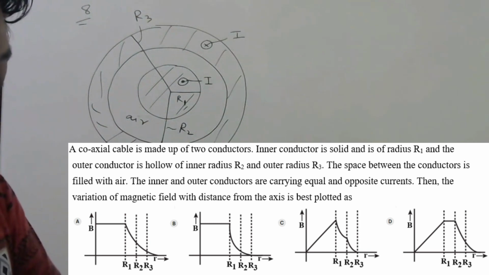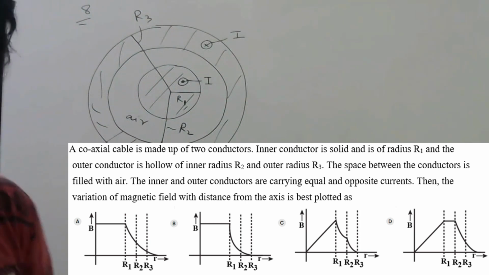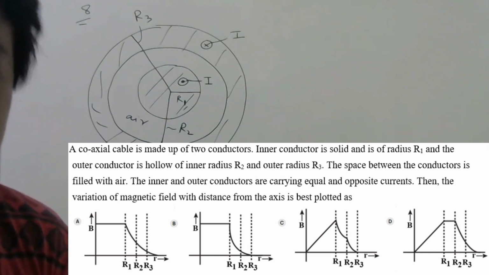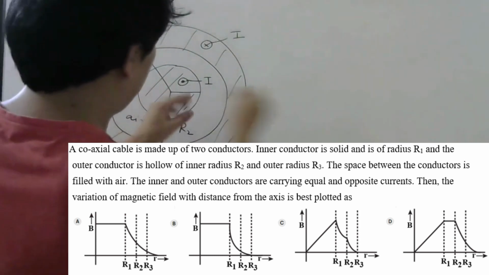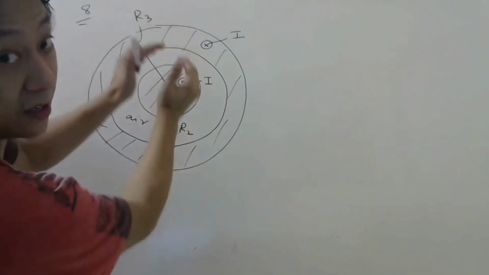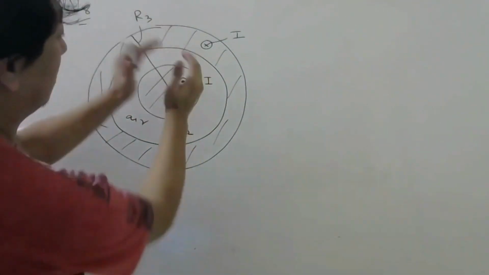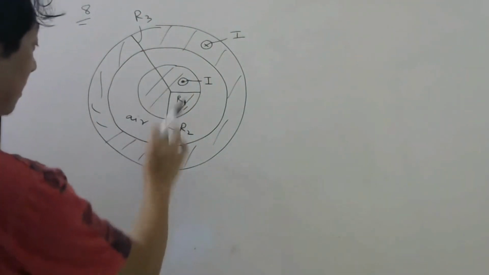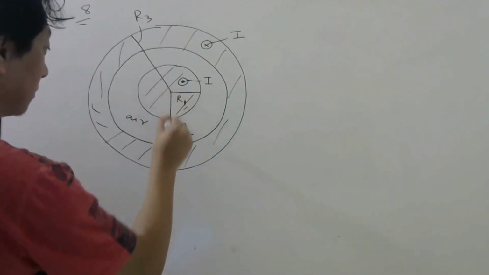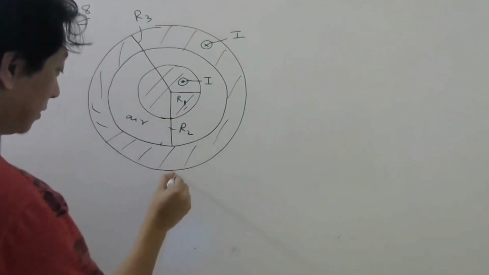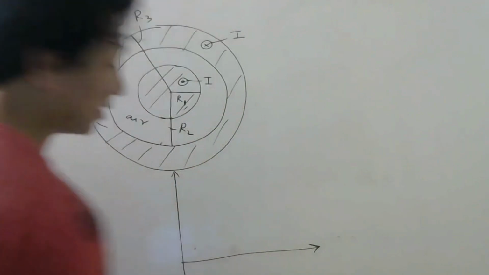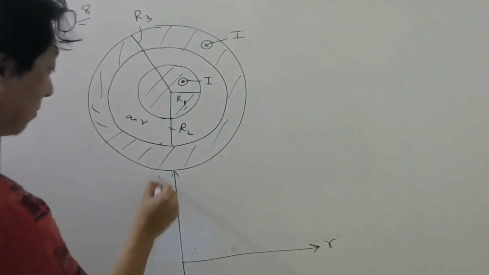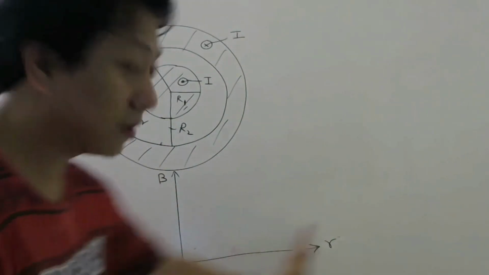They want the variation of magnetic field with distance from the axis. So they want how the magnetic field will vary as you go away from this axis. This is the axis, no? Because this is the cylinder. So if this is the cylinder, this will be the axis. So basically, this is the central line. This is the distance from the center. So let me write small r as the distance from the center. And here the magnetic field. So how it will look, that we have to draw.